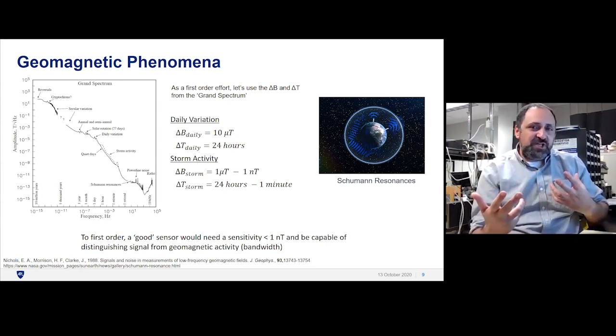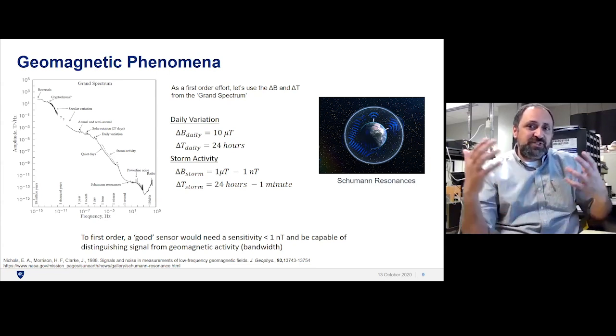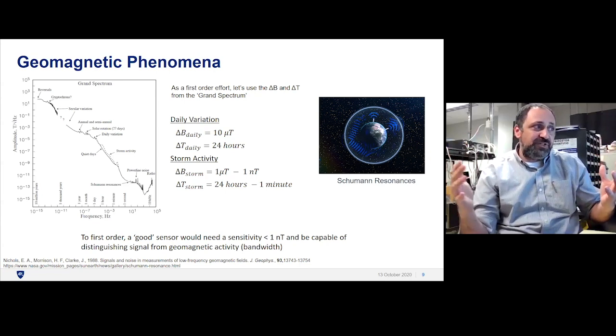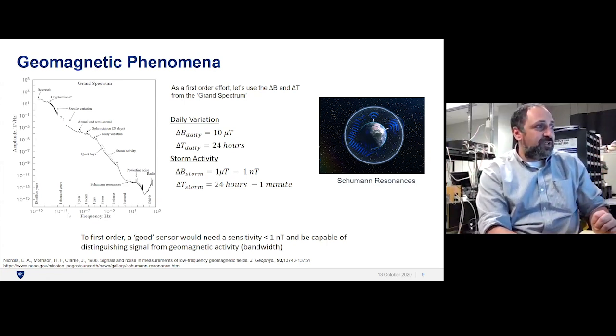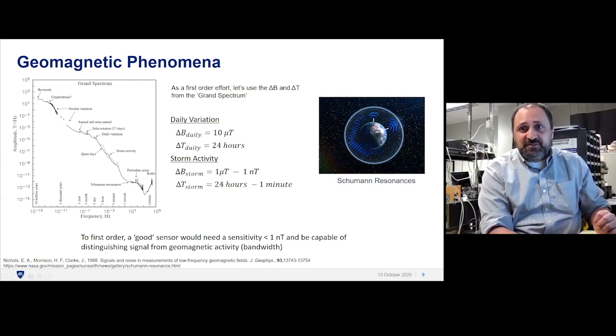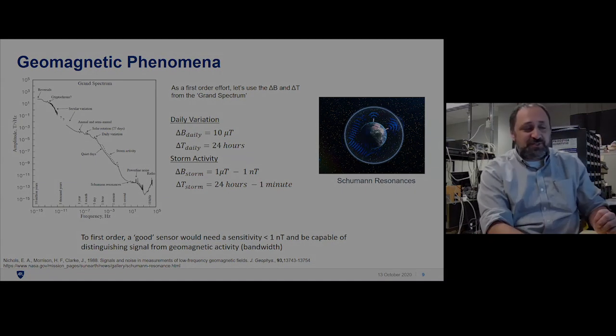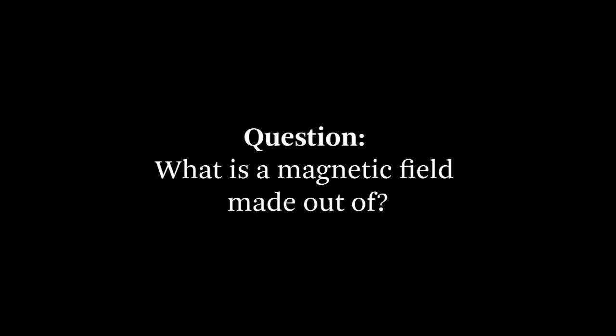Going off of some of those questions, if we want to measure femtotesla to picotesla from a brain, but there's this huge Earth's magnetic field, and oh, by the way, there's all these variations from storms that are orders of magnitude larger, that sets up the challenge. What is a magnetic field made out of? That's a very good question.